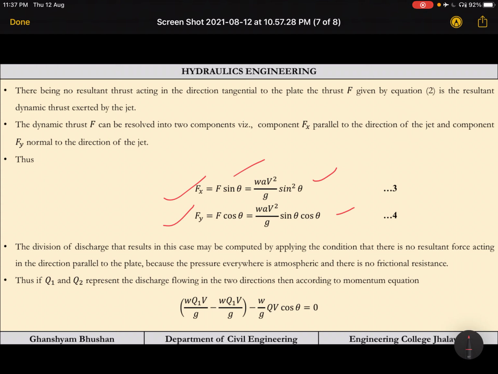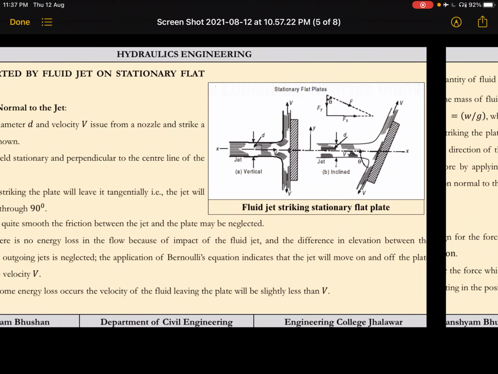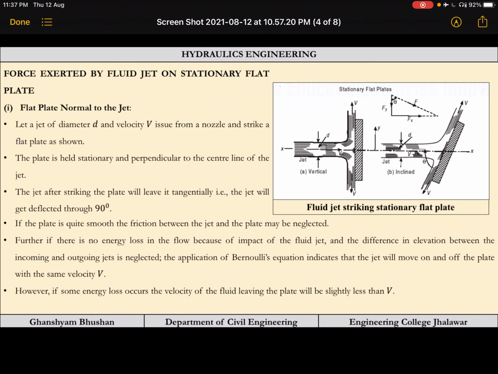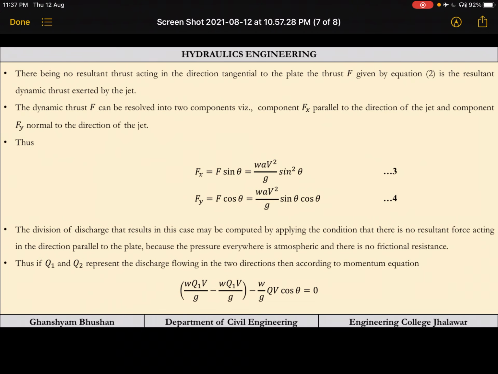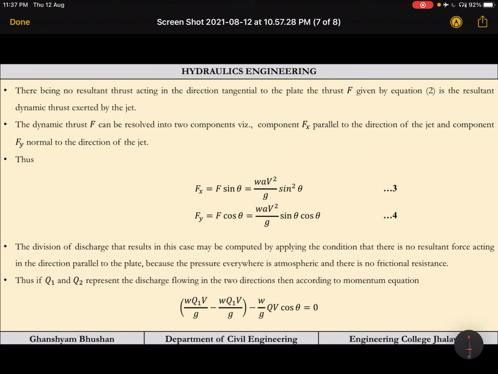The division of discharge in this case may be computed by applying the condition that there is no resultant force acting in the direction parallel to the plate, because the pressure everywhere is atmospheric and there is no frictional resistance. We are going to use this condition to calculate Q1 and Q2. Let me show you what Q1 and Q2 are. It is not shown here, but we assume Q1 and Q2 represent the discharge flowing in the two directions.